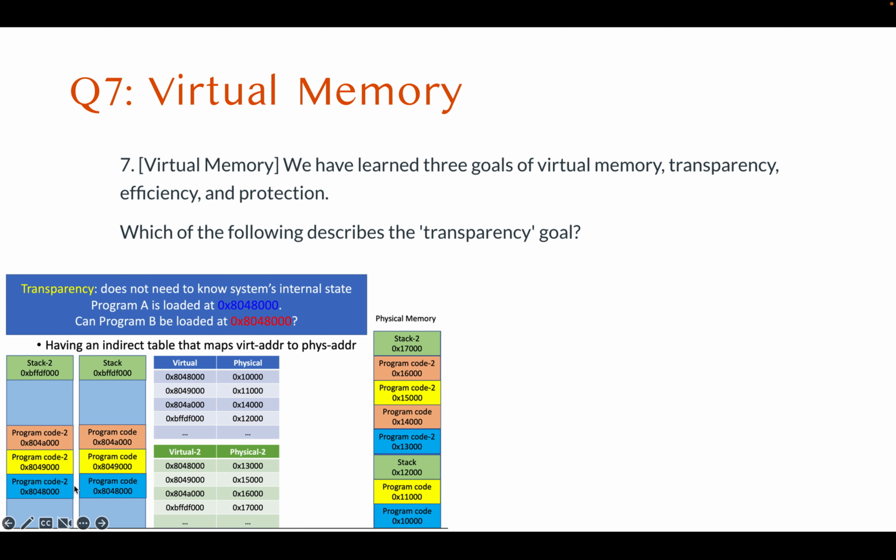But we all know that the ELF header defines the address of each program, and if we change the address like that, it will never work. So that kind of design will never work with only physical memory. The transparency goal is to let programs not have to worry about the memory usage status of the system.